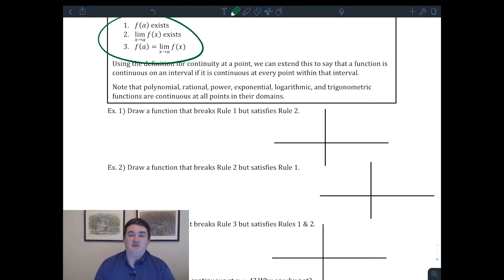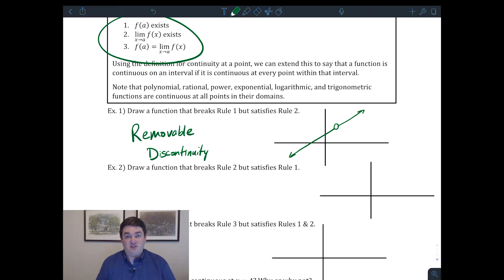Before we move on, I want to talk about the ways in which a function is not continuous. So in example 1, what if a function has a spot where the limit exists but the function doesn't? Well, that might look something like this, where you have a graph with a hole in it. And remember, a hole is also called a removable discontinuity.